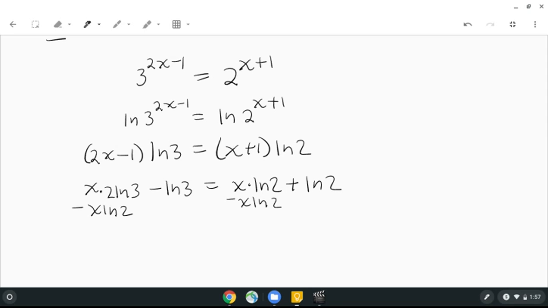So that cancels out these guys. And then what I'm going to do is add ln 3 on both sides, so that I get only the x terms together.